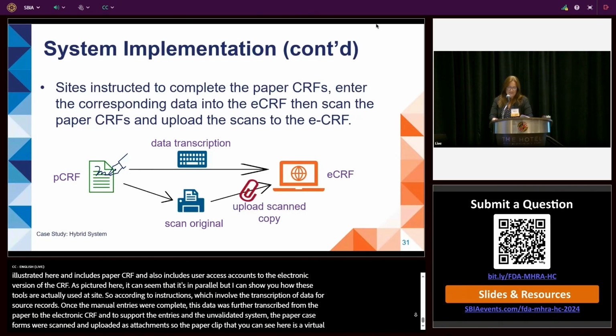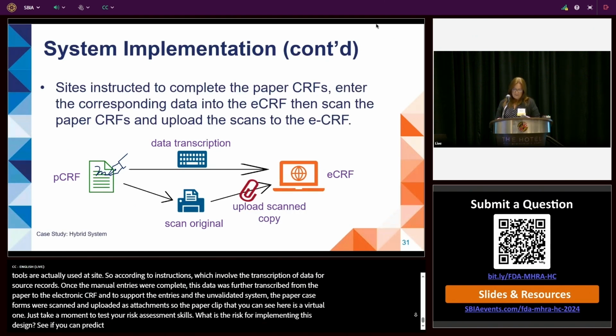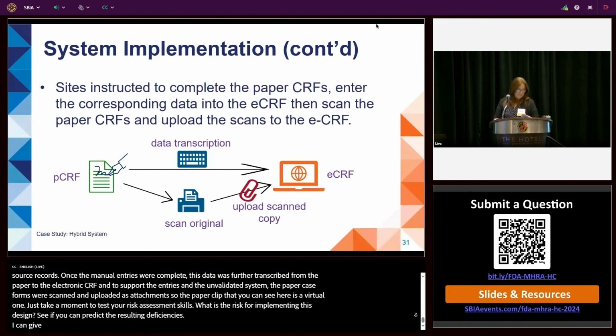Now, just take a moment to test your risk assessment skills. What are the risks of implementing the system design? See if you can predict some of the resulting deficiencies. I'll just give you a few seconds to think about this before we continue. Now, I'm not going to ask for feedback here, but perhaps some of you were able to anticipate one or more of the deficiencies that emerged during the conduct of this study.